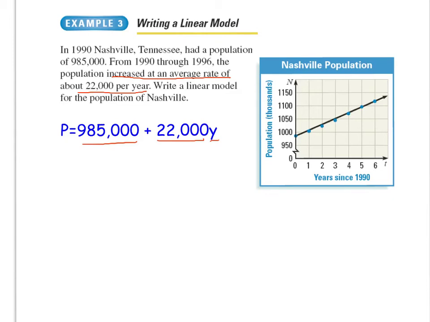Notice the graph. The y-intercept would be that initial value, 985,000, and then that constant rate of change over those years after 1990.